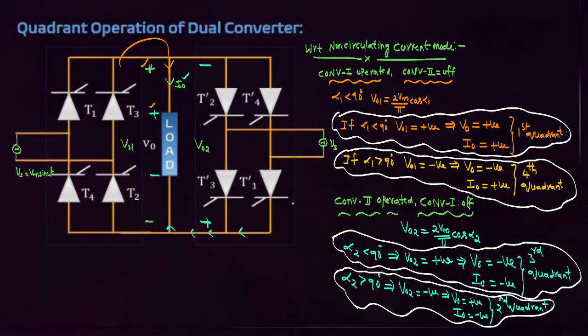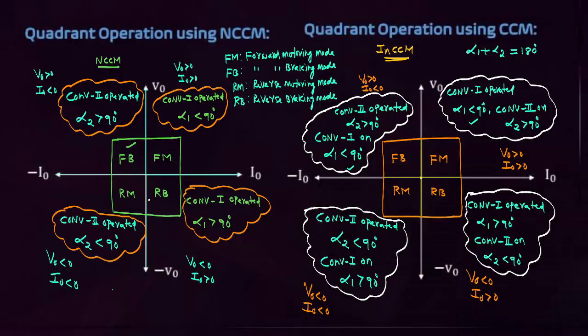Then what is the quadrant operation of the dual converter? This is very important. No need for a detailed explanation here; directly remember this quadrant operation. Quadrant operation using non-circulating mode, quadrant operation using circulating current mode, students. We may expect a question like this. In non-circulating current mode, for motoring mode, which converter is operated? Converter 1, firing angle less than 90.